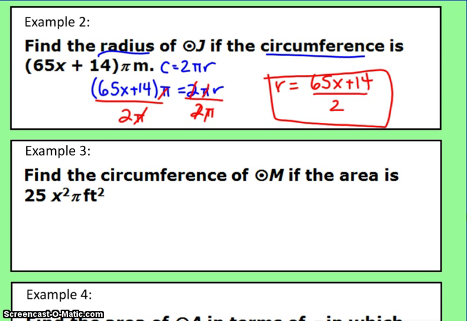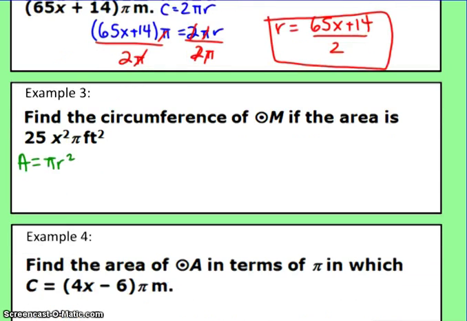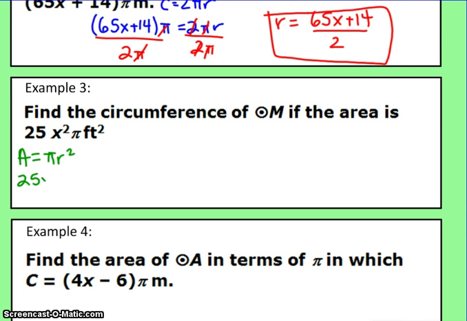Okay? Now it says find the circumference of circle M if the area is 25x squared pi feet squared. So I need to first use the formula for area, which is pi r squared, and solve for r, because once I have the radius, I can plug it into the formula for circumference. So the area is 25x squared pi. Okay? So I'm going to replace a with that information.